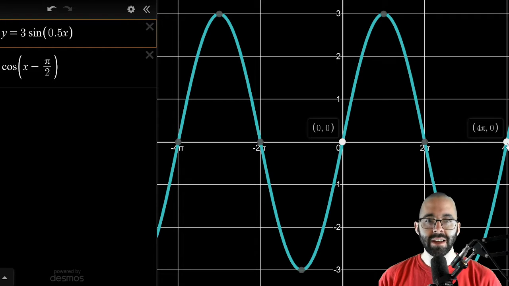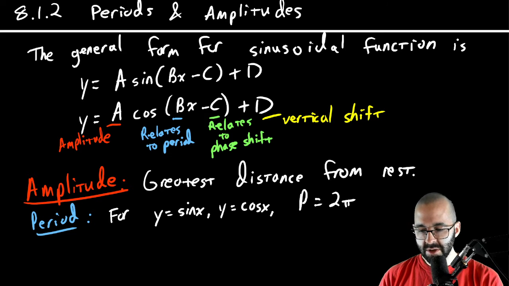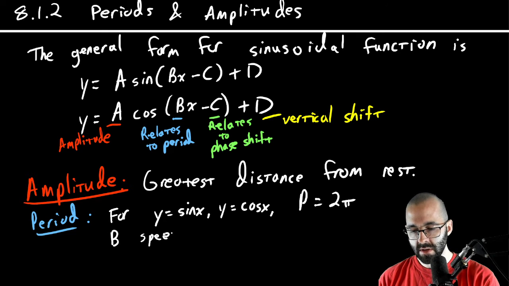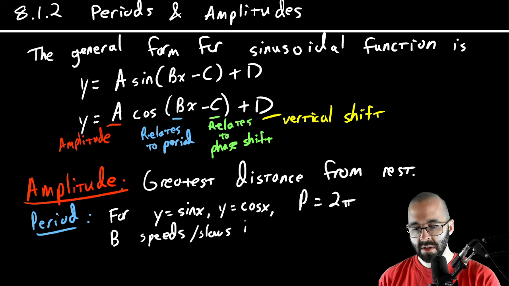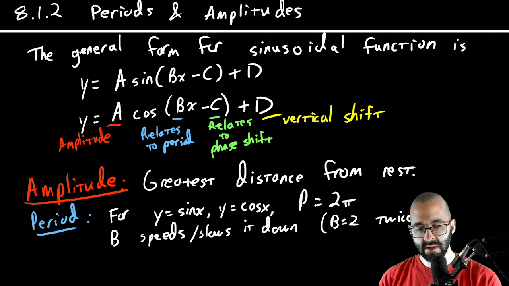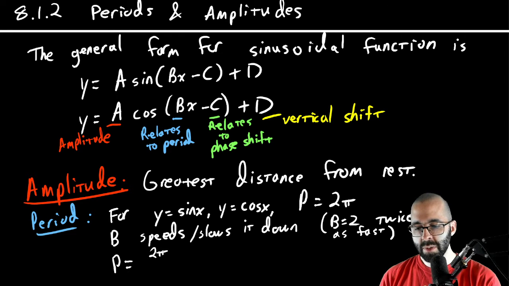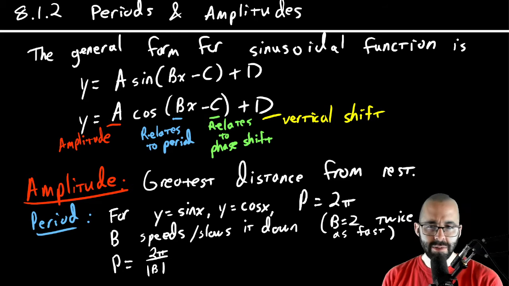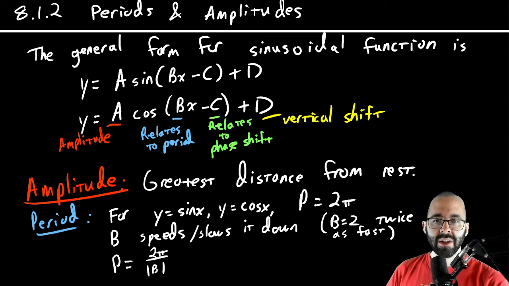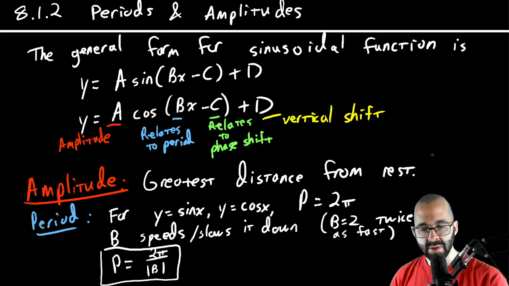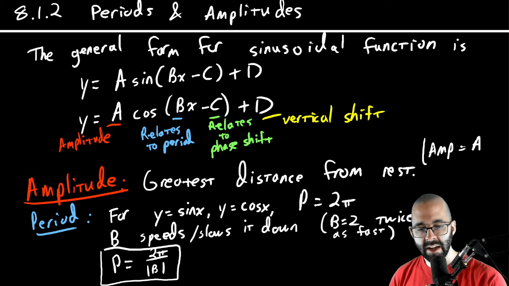So b, you can think about as like the speeding factor. The period is 2 pi, and then b speeds it up by that much, or slows it down. Right, so b equals 2, it's twice as fast. So if we put that all together, the period will be 2 pi divided by the magnitude of b, because b could be negative too. So we want to take the absolute value and turn b positive. Also, while we're giving these definitions, the amplitude is just exactly a.